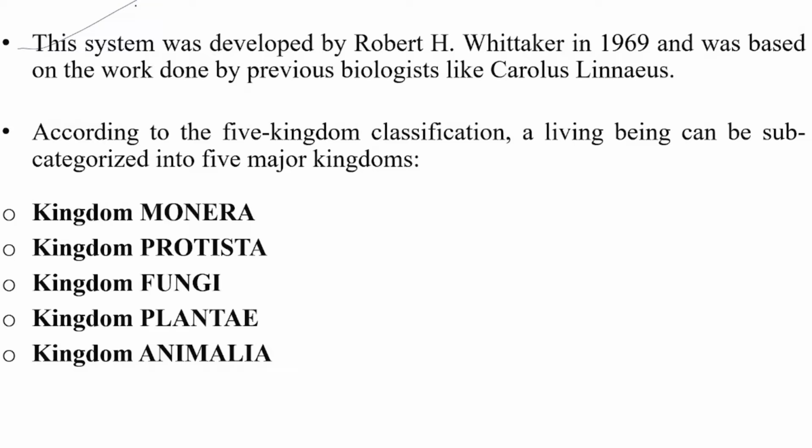This system was developed by Robert H. Whittaker in 1969 and was based on the work done by previous biologists like Carolus Linnaeus. According to the 5 kingdom classification, a living being can be subcategorized into 5 major kingdoms. That is kingdom MONERA, kingdom PROTISTA, kingdom FUNGI, kingdom PLANTAE, and kingdom ANIMALIA. Let's go through all the slides in detail.